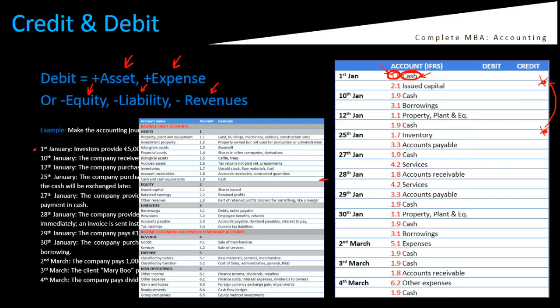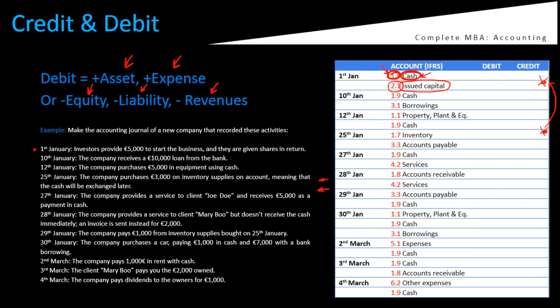What is the second account being involved? If you remember from the last video, the second one is the shares issued, which is here, under equity, and it's the 2.1. So the second account being involved is 2.1, and then you put issued capital, which is the name of the account. Now, you know that 5,000 euro are being exchanged, but which one is the debit? Here is where the equation comes in.